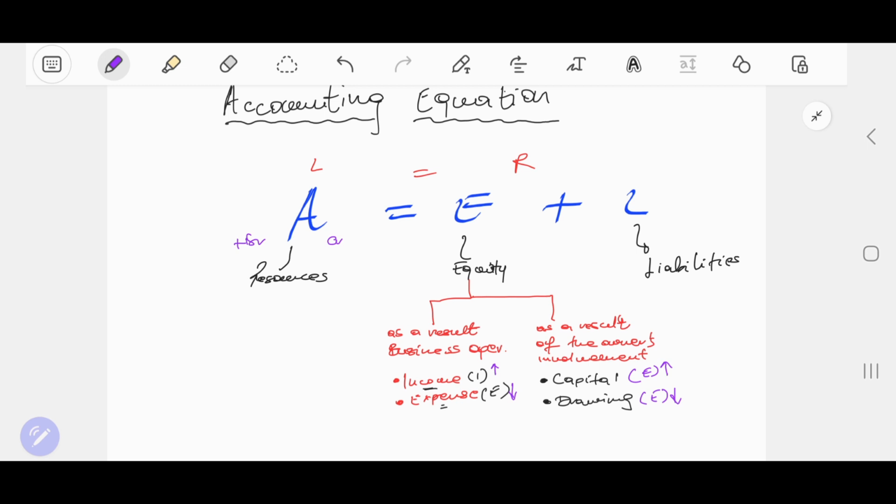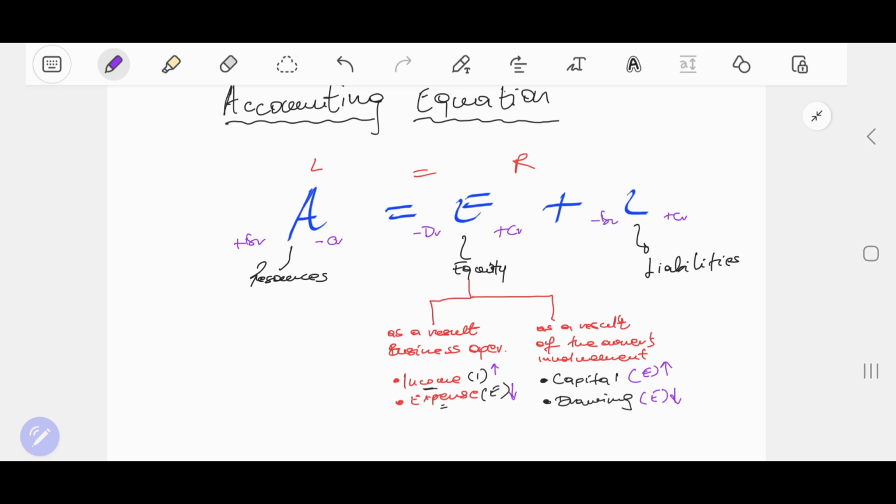So we said that in terms of the accounting equation, assets increase on the debit side and they decrease on the credit side. And then equity increases on the credit side and decreases on the debit side. Liabilities increase on the credit side and decrease on the debit side.